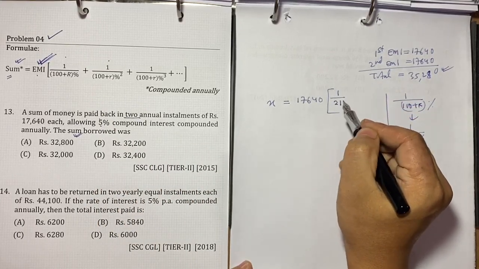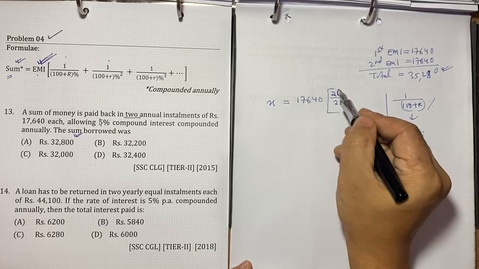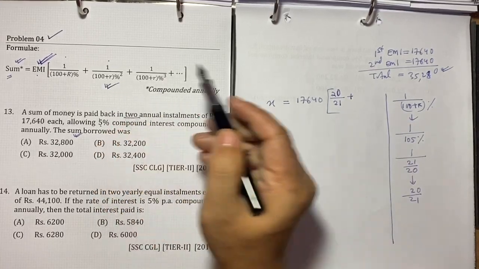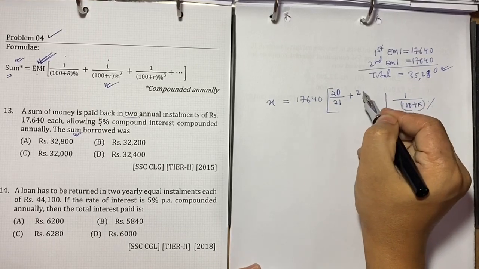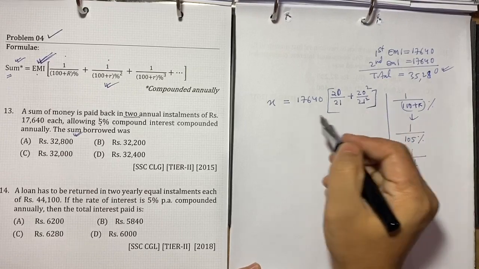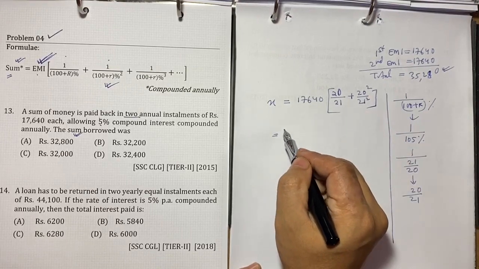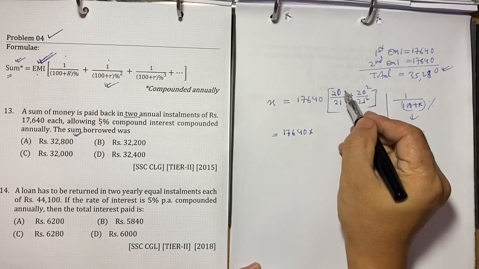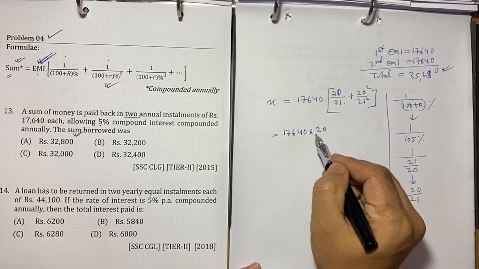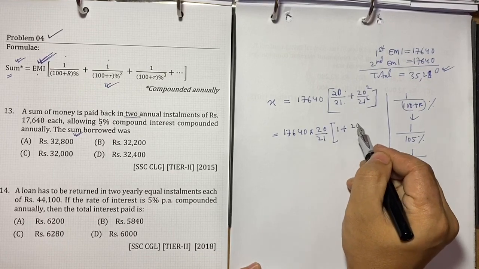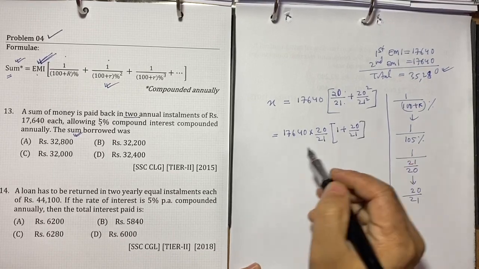For the second year it will be the square, so 20 square divided by 21 square. So the capital is 17640 into 20 by 21, taking common, 1 plus 20 divided by 21.